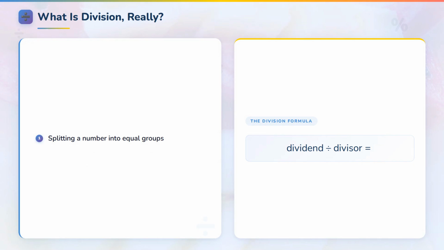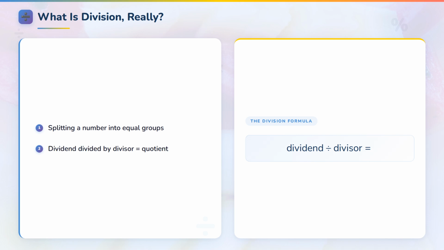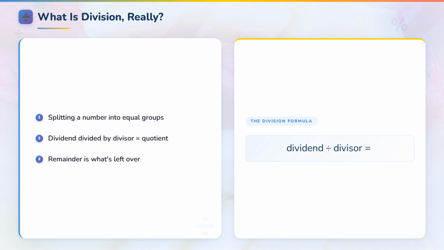Before we jump into long division, let's remember what division actually means. Division is just splitting a number into equal groups. Say you have 75 pieces of Halloween candy and you want to share them equally among 5 friends. How many does each friend get? That's division. We call the big number the dividend, the number we divide by the divisor, and the answer the quotient.